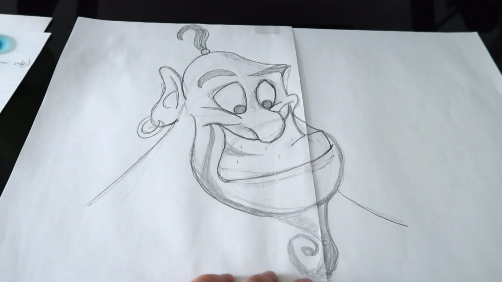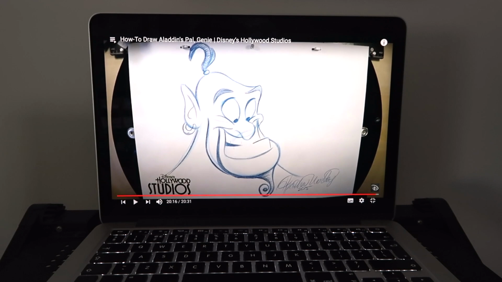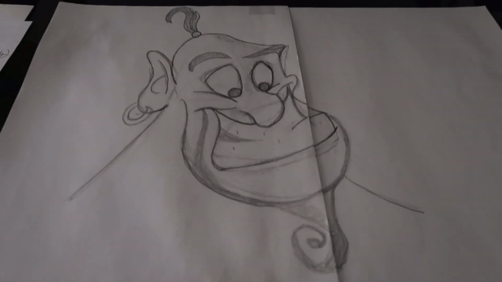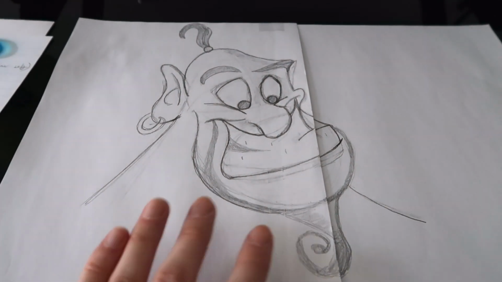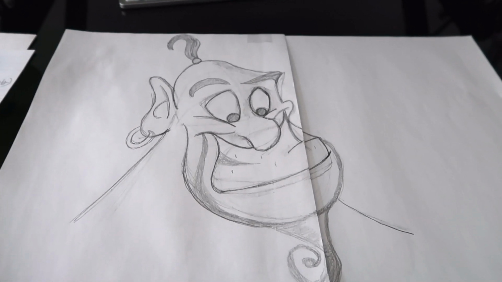I'm pretty happy with that though. I mean, not the easiest character to draw. This was theirs. And then this is the one that I came out with. I'm really chuffed with that. Right, let's scan it in and then I'll answer your questions.